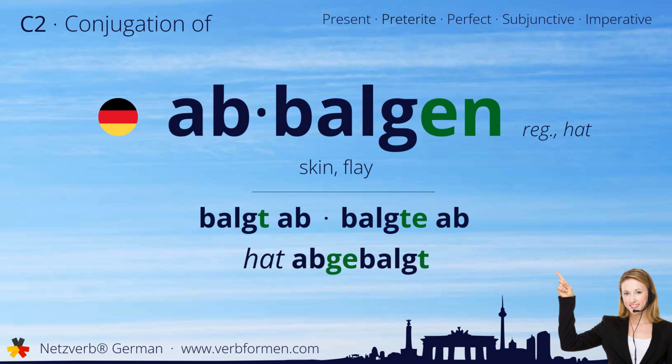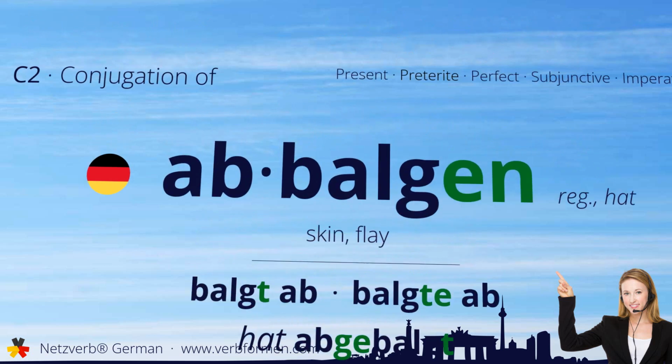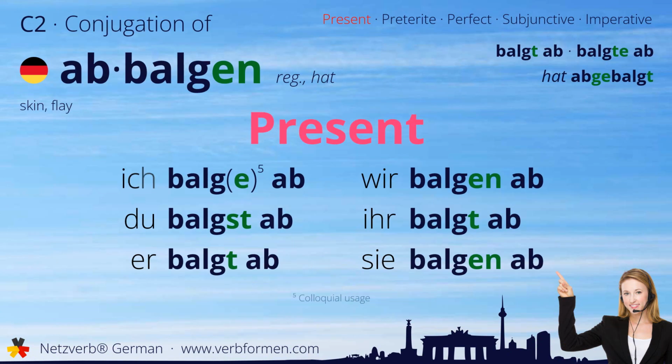Now let's move on to the tenses. First, we'll take a look at the present tense. Ich balge ab. Du balgst ab. Er balgt ab. Wir balgen ab. Ihr balgt ab. Sie balgen ab.